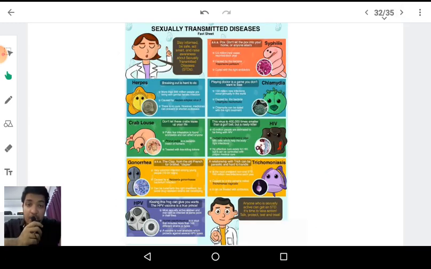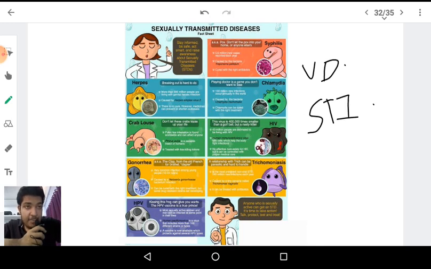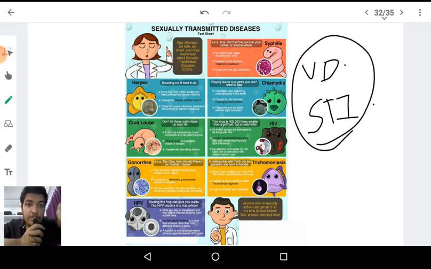Now talking about sexually transmitted diseases. Unsafe and unhygienic sexual practices can result in certain diseases which are known as sexually transmitted diseases, also known as venereal diseases, or VD, or sexually transmitted infections, STI. So these are the other names for sexually transmitted diseases. So let us study what are the different types of sexually transmitted diseases.